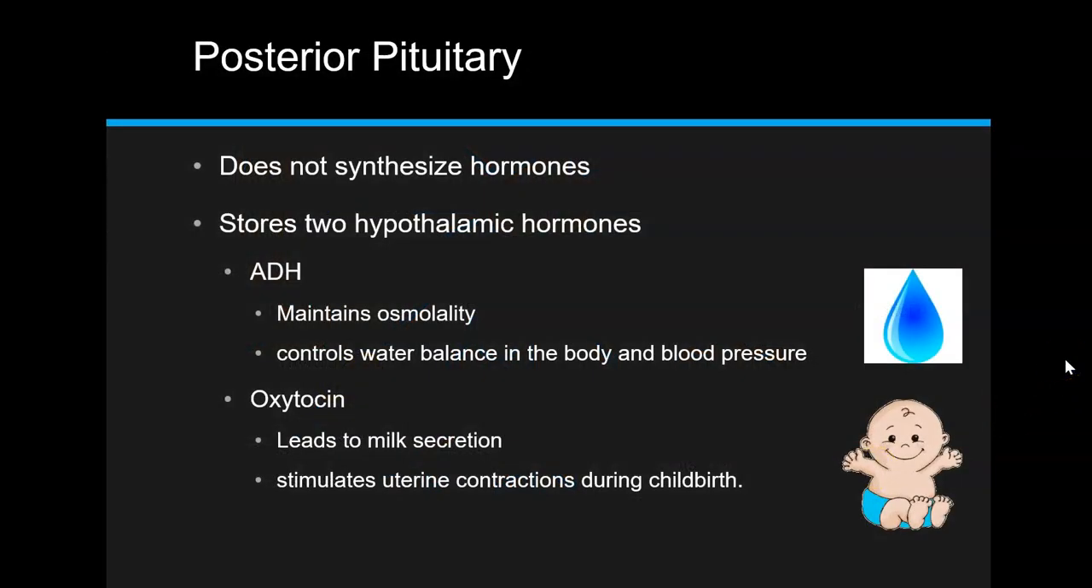Okay, the posterior pituitary, we'll start with it because it has the least. It does not actually synthesize the hormones, but it stores two of them: ADH and oxytocin. Antidiuretic hormone, ADH, maintains osmolality, and it controls water balance in the body and blood pressure. Oxytocin leads to milk secretion so the baby is able to eat, and it stimulates uterine contractions during childbirth. It's also the pleasure hormone and love hormone, so all of that.